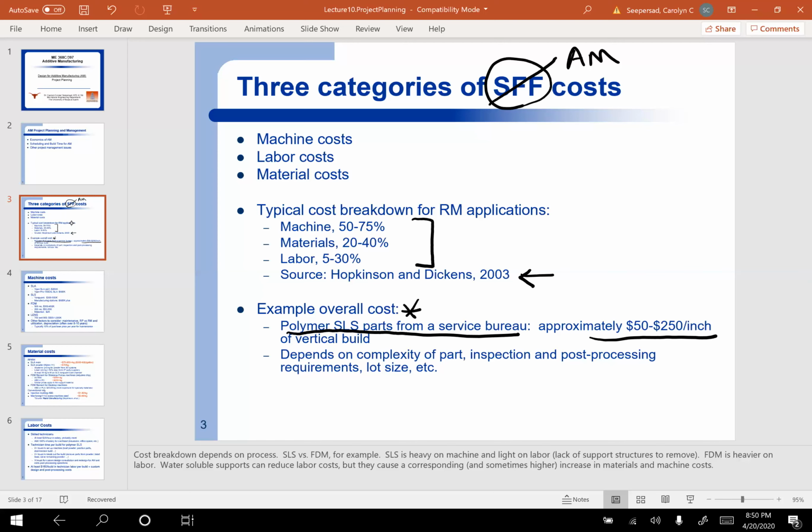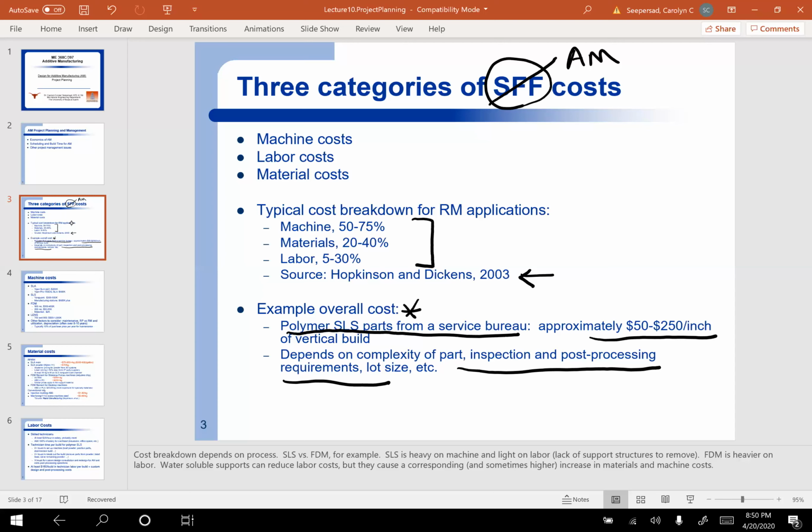I used to tell people it was somewhere around $100 to $150 per inch of vertical build. But a lot of times now you can get a fair bit cheaper, around $50 or maybe even a little bit less depending on the part. Of course, that cost does depend on the complexity of the part, and how much inspection and post-processing is required. If it's a really complex part that's going to be difficult to get the powder out of, or very, very delicate, it could increase your costs. If a lot of inspection is required, that could increase your costs.